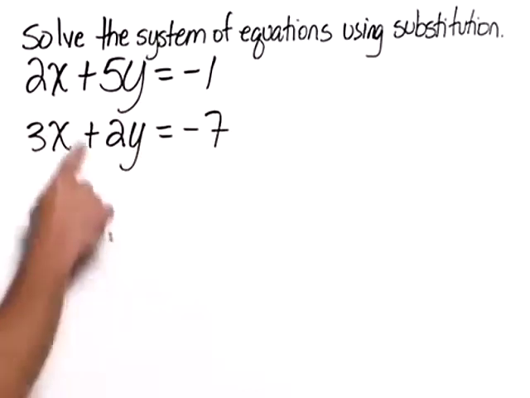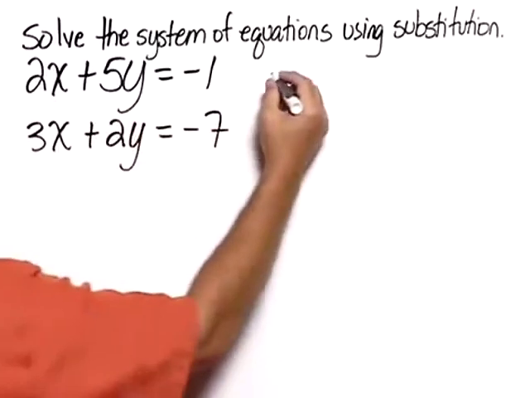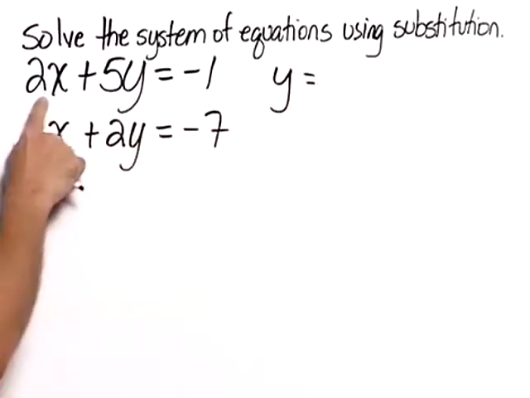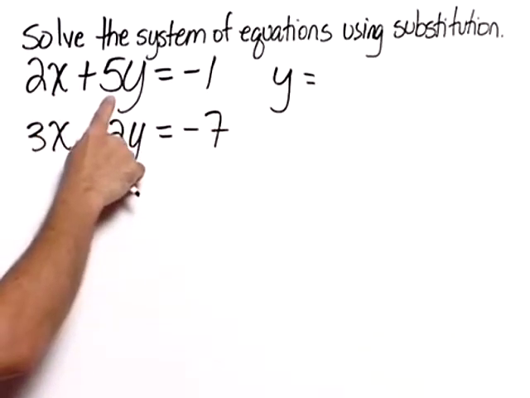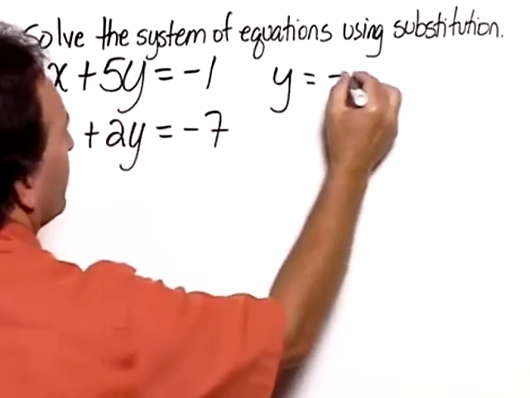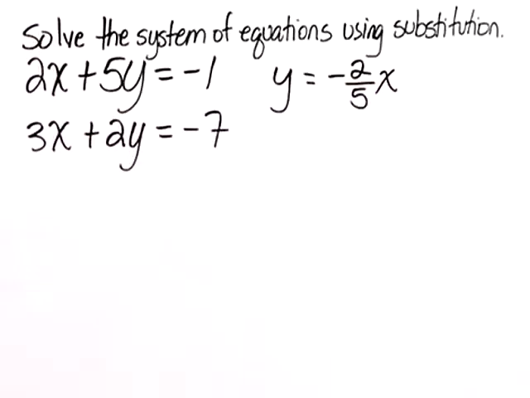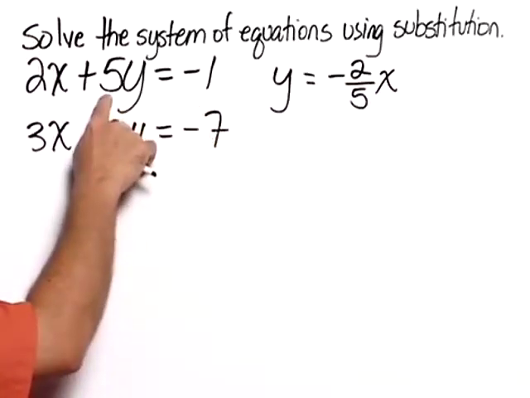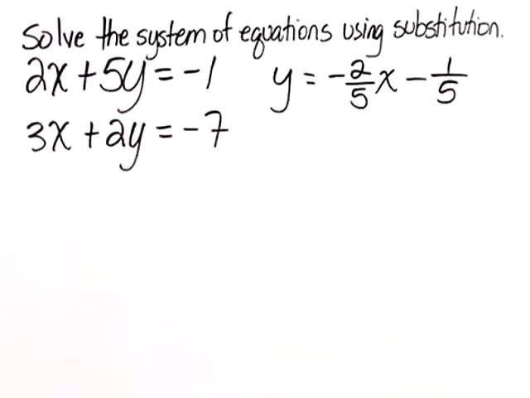So we will take equation number 1 and solve it for y. So we'll end up with y equals. In this case, we need to subtract 2x from both sides, and we need to divide by +5. So that will give us y equals -2/5 x. And then -1 divided by a +5 is -1/5.